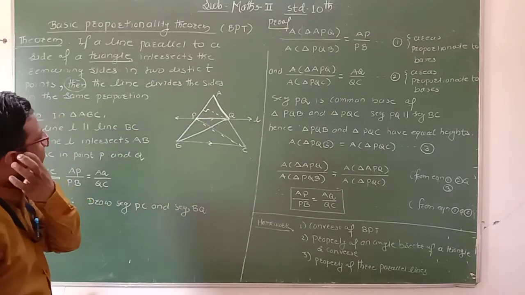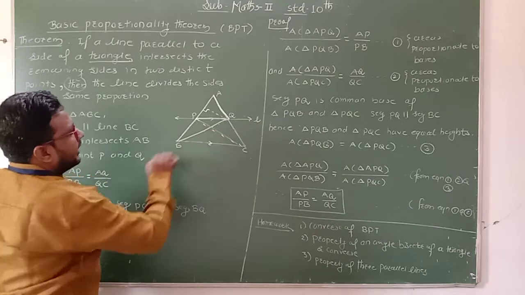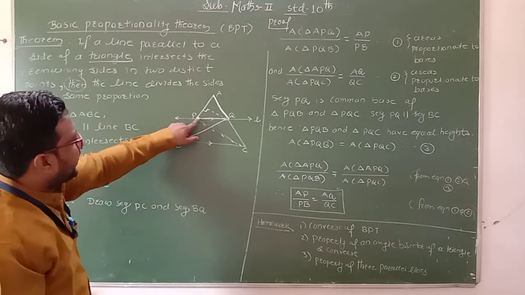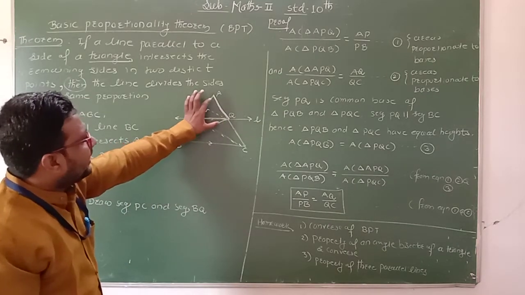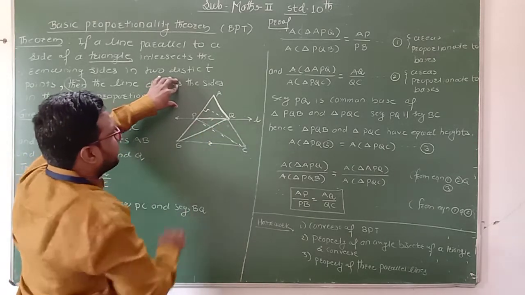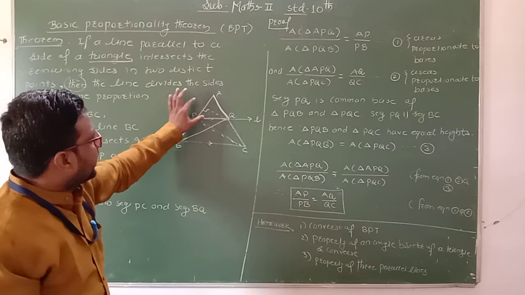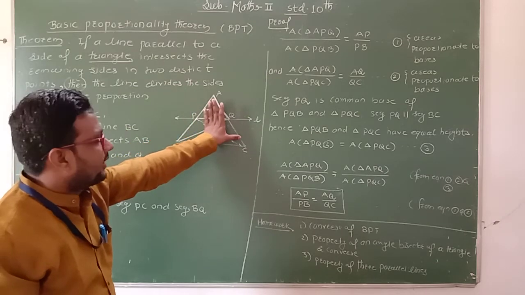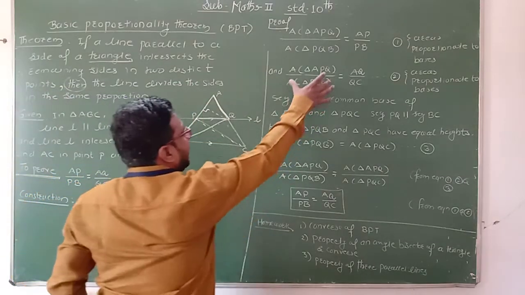Now what is the common height? If you draw the line from here, then it is perpendicular to what? From P. Okay, then what is the height? If you draw from here, this is perpendicular to what? Perpendicular on which side? AC side. Clear?